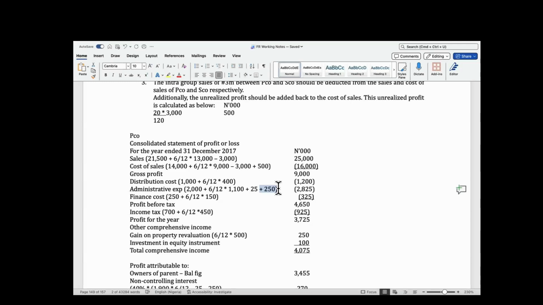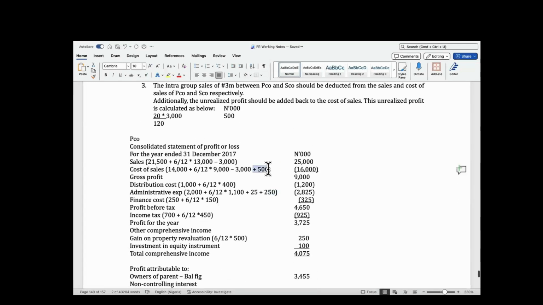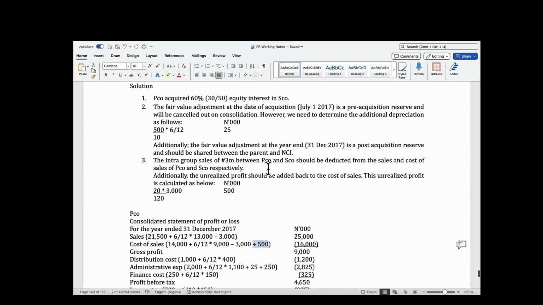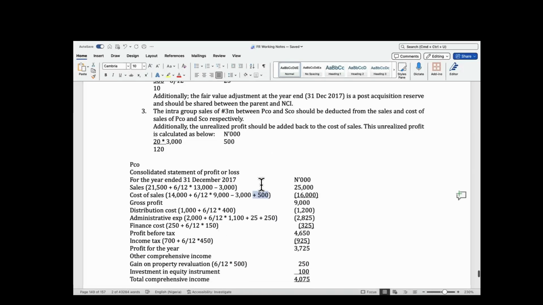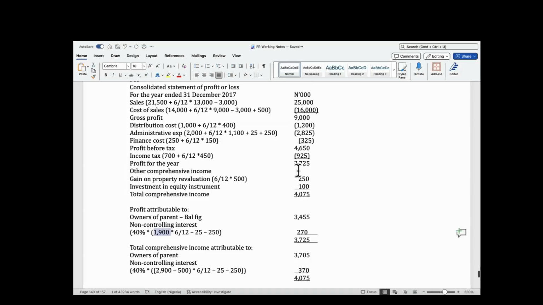That's one. Two, the unrealized profits was made by the parent. The parent made the profit, not the subsidiary. So we are not removing it from the profit of the subsidiary. So which is why we didn't have to adjust it here like we did in the previous question, because it wasn't removed from this profit. It was removed from the profit of the parent. Thank you, sir. Thank you. You're welcome.